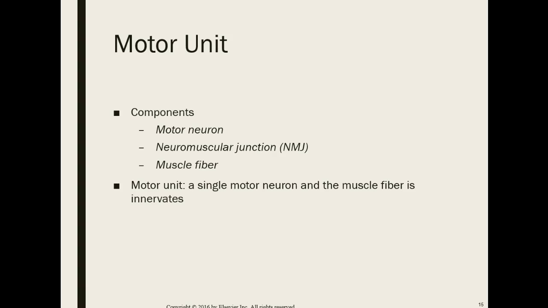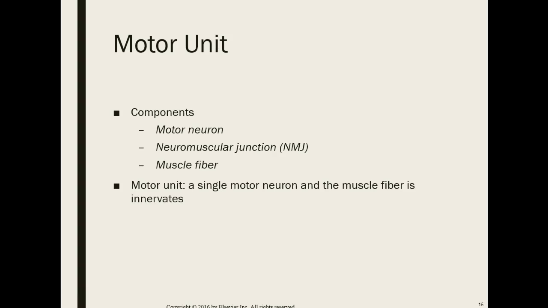So if we're talking about the innervation of our muscle tissue, the nerve that's going to be responsible for that stimulation is called the motor unit. The components of that are the motor neuron, the neuromuscular junction, and then the muscle fiber. So when we talk about a motor unit, this is a single motor neuron and the muscle fibers that it innervates.